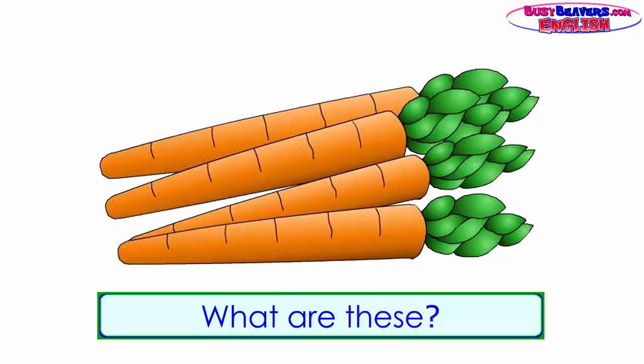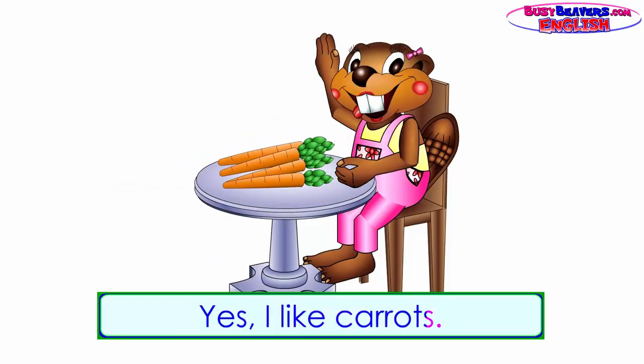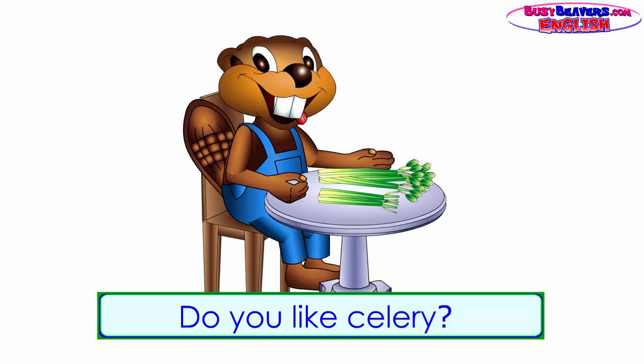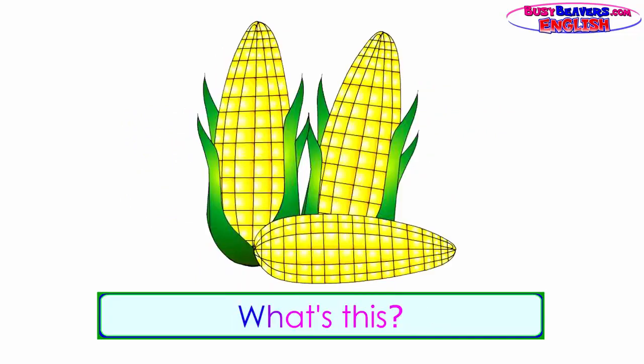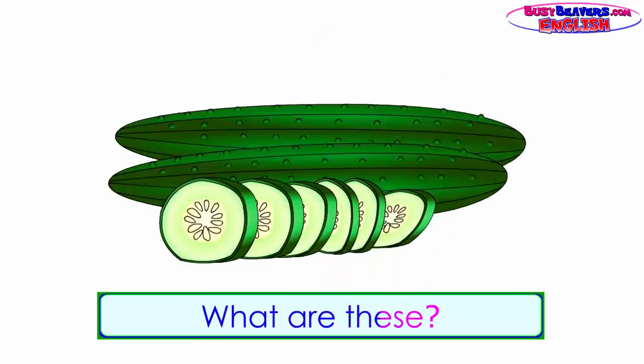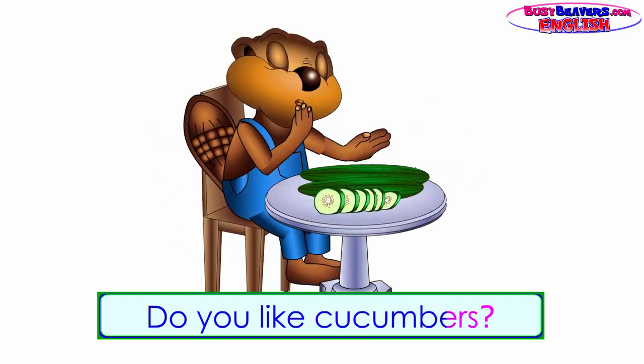What are these? Those are carrots. Do you like carrots? Yes, I like carrots. What's this? It's celery. Do you like celery? Yes, I like celery. What's this? It's corn. Do you like corn? Yes, I like corn. What are these? Those are cucumbers. Do you like cucumbers?